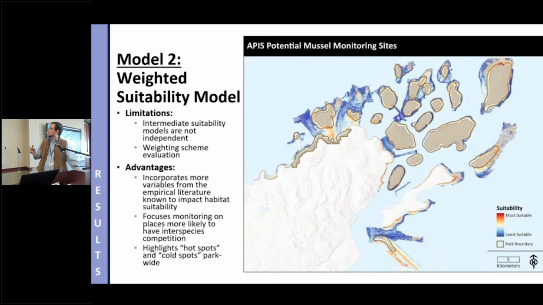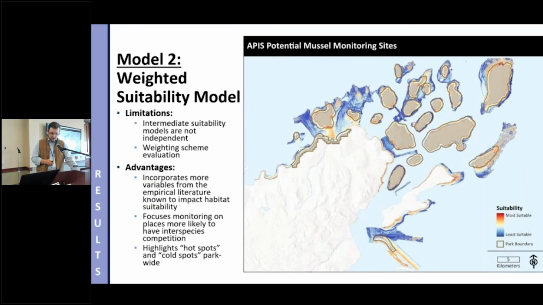Basically, this showed us the sites where there was likely to be suitable habitat, both for invasive mussel colonization, but also for lake trout spawning grounds and for native mussels, so that we could try to monitor for the competition between those species. Some limitations of this approach that we found were, because all three of the initial intermediate models use the same variables, the models aren't independent of each other, which creates a little bit of a spatial autocorrelation issue. And the selection of the weighting scheme for each of these models is somewhat subjective and was mainly based on input from field workers and also from park staff.